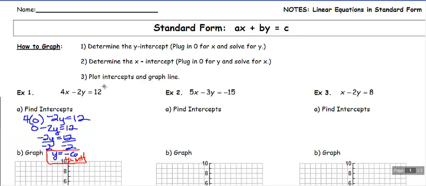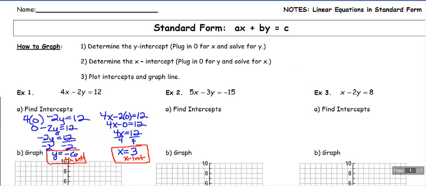Great. So next step is to determine the x-intercept. So this time we're going to plug in 0 for y and solve for x. Okay, so 4x minus 2 times 0 equals 12. And now we're going to simplify that. So 2 times 0, well, that's 0. And 4x minus 0 is just 4x. So now I have to solve for the x by dividing each side by 4. So here I get x equals 3. So that means that my x-intercept is going to be, right, on the x-axis at a value of 3.